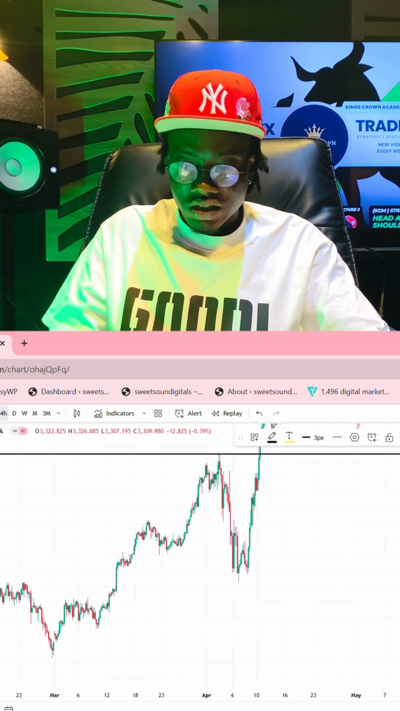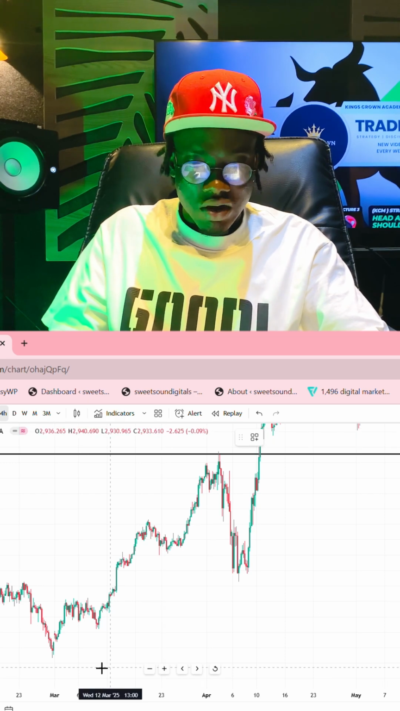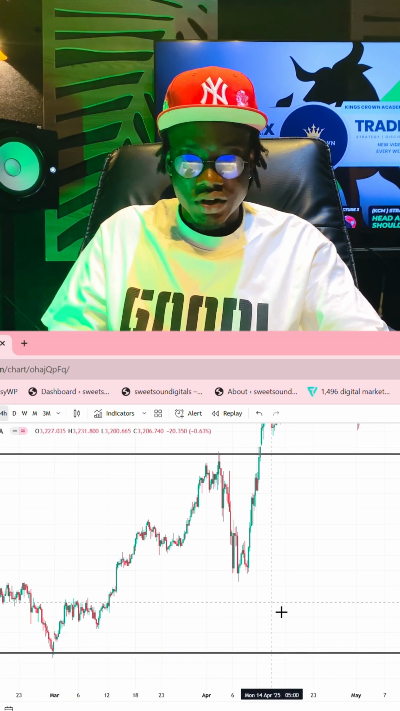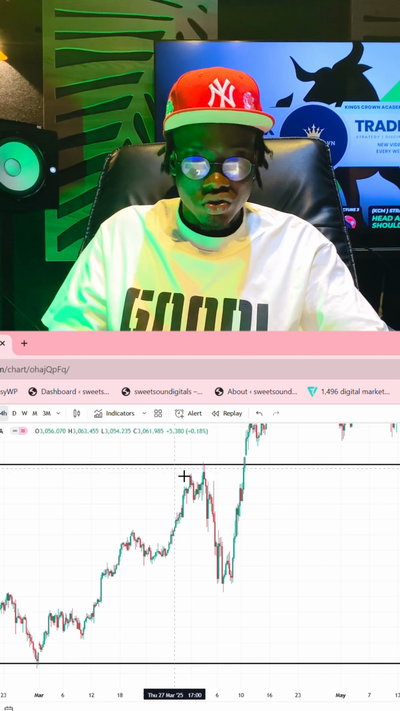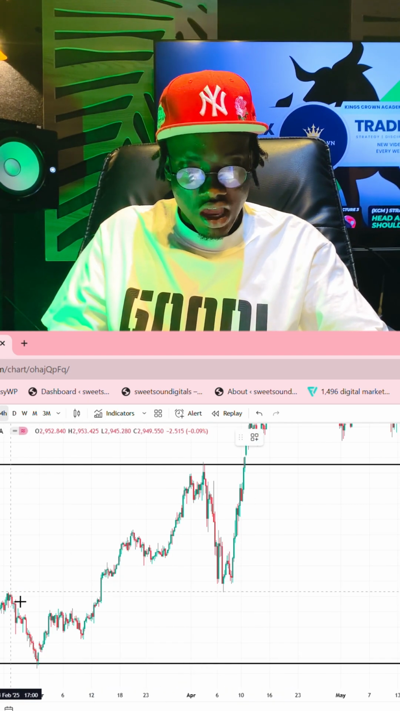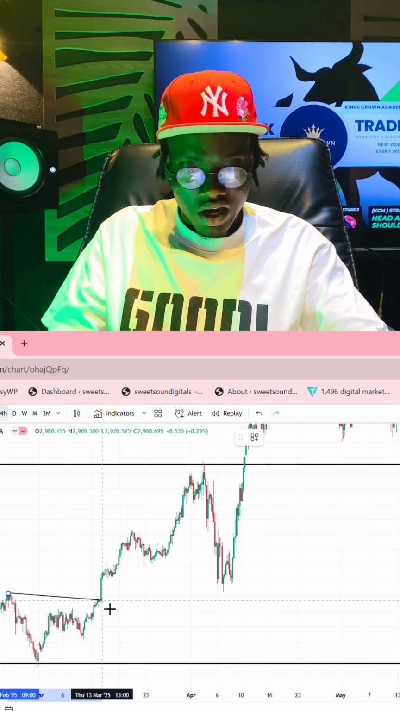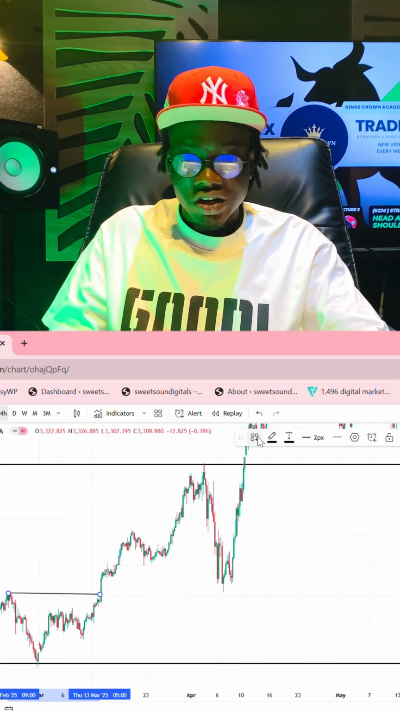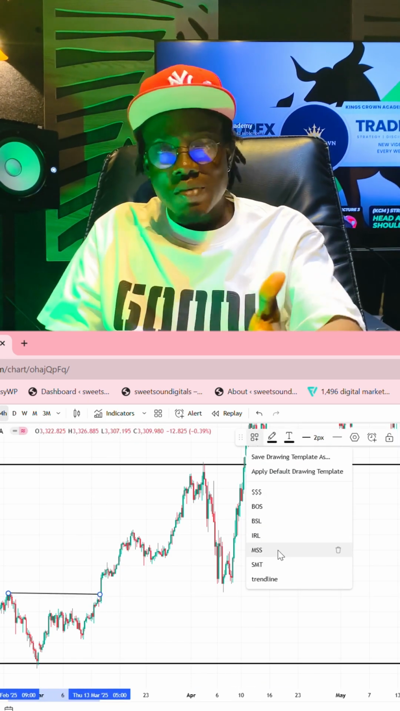All right, external ranges. So this was our other external range, right? So I'm trading this zone to this zone, right? Let's see what happened here. So immediately price broke here, which caused us a market structure shift, right? You can see this gave us a market structure shift.